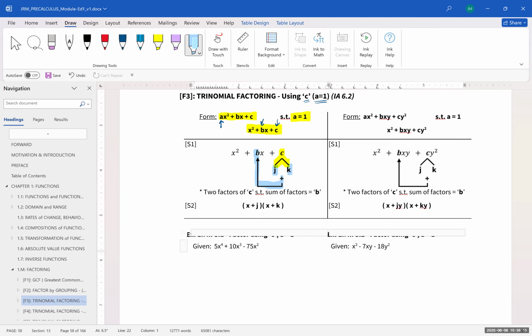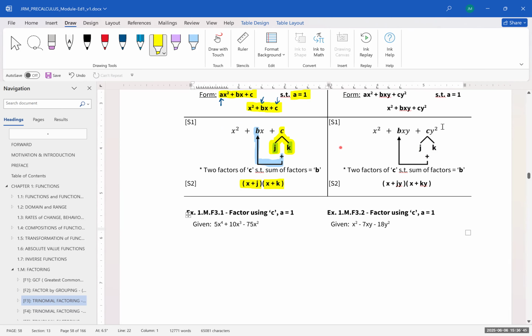And when that is successful, then the factorization of this trinomial will be x plus j, which was one of the two factors of the constant term, times x plus k. k was the other factor of the constant term. So, that's highly abstract. Let's look at this within the context of an actual example here.